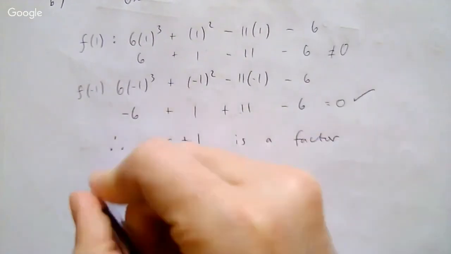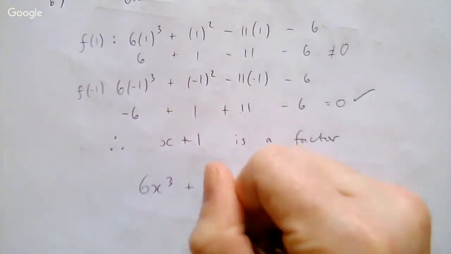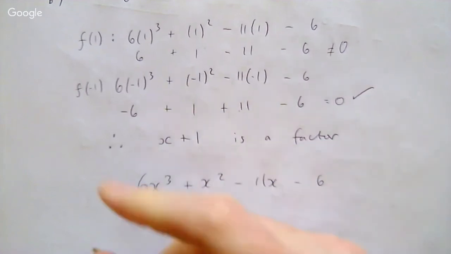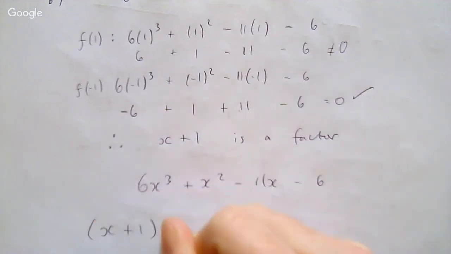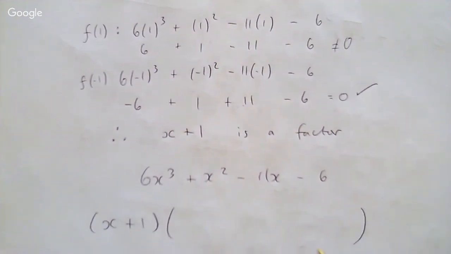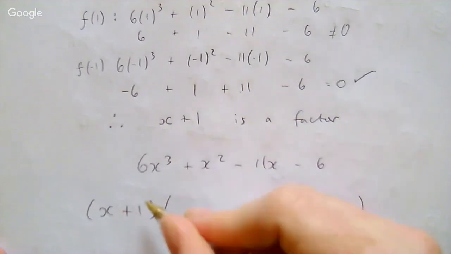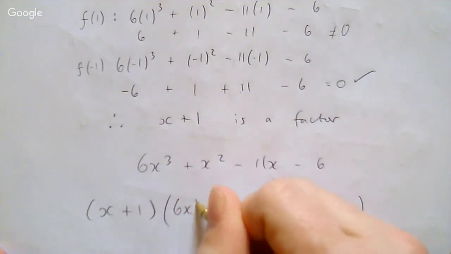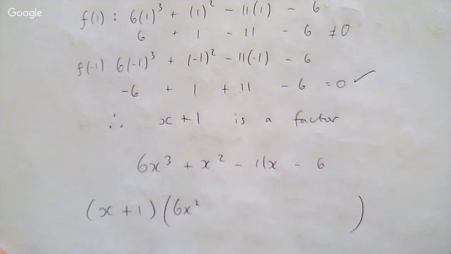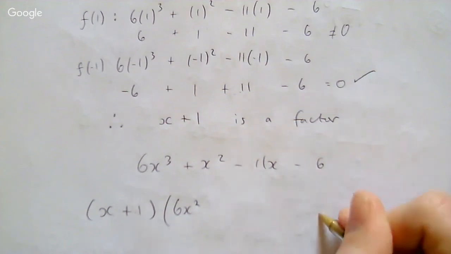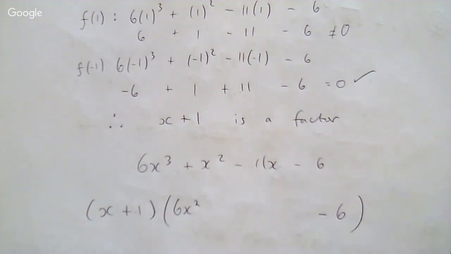Okay, so we've got this 6x cubed plus x squared minus 11x minus 6 that we're trying to solve. And the way that we're going to start doing that now is doing x plus 1 there and trying to work out what went inside these brackets. Now, to make this 6x cubed, I've got the x. This must have been 6x squared. That's the only way I could have made x cubed there. And similarly here, if that's a minus 6 there and that's plus 1 here, the only way I can make that minus 6 is to have that as minus 6 there.